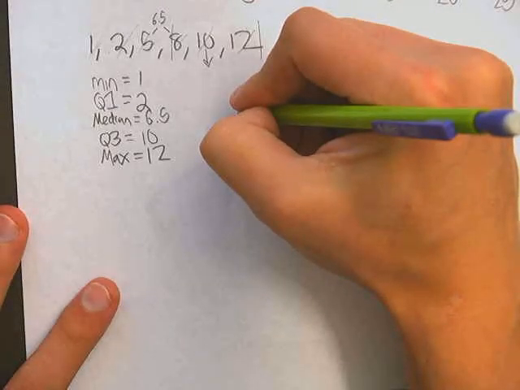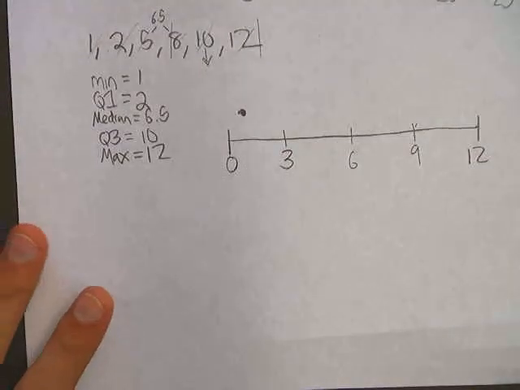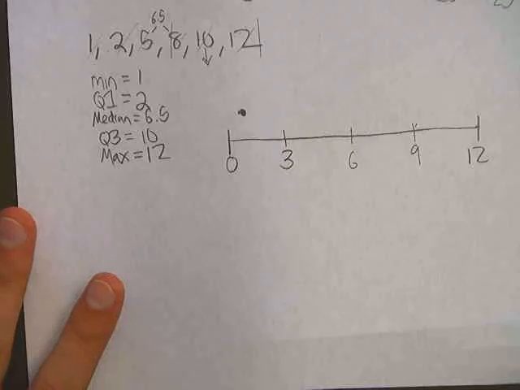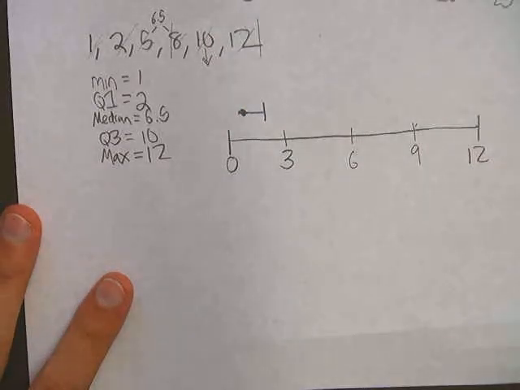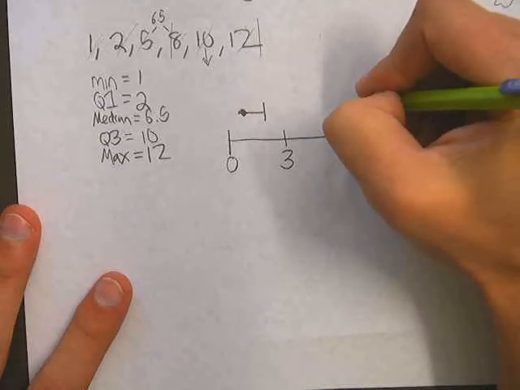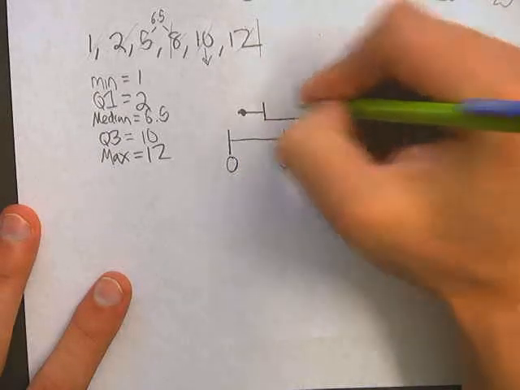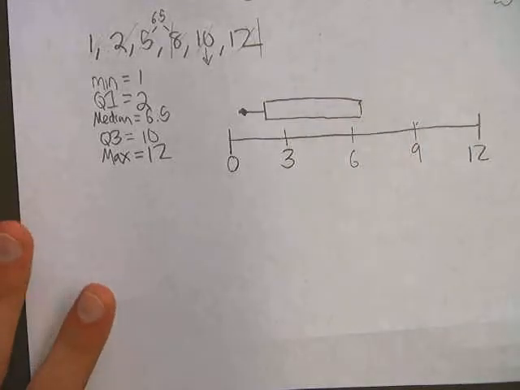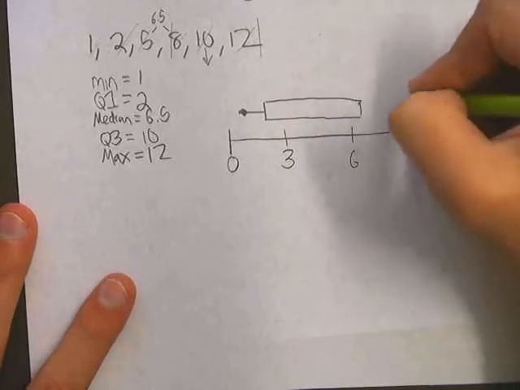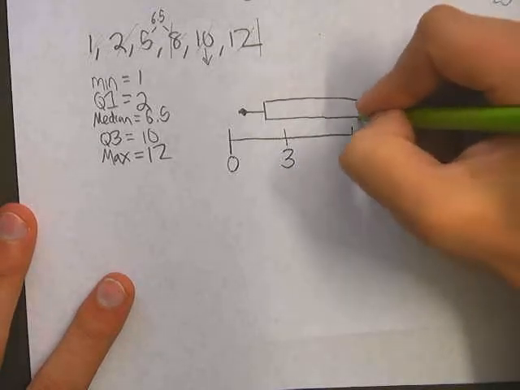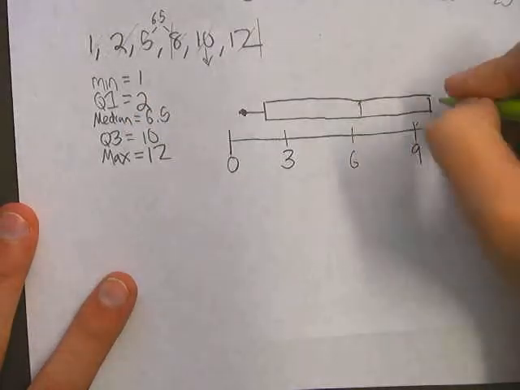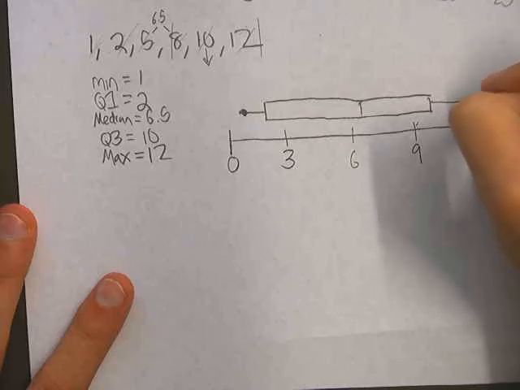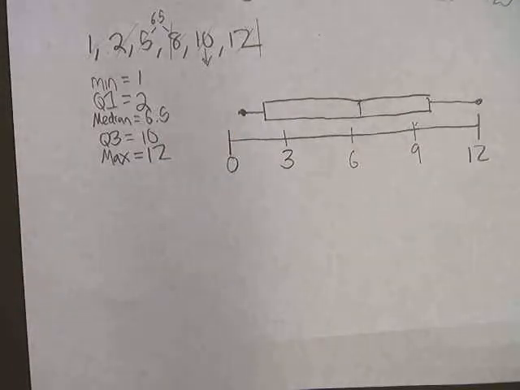I go to 1 and put a point, so 1 is there-ish. I go to my quartile 1, which is at 2, and start my box. I go all the way to my median at 6.5. I go past that to 10 for my quartile 3, and then I go to my max at 12 and put a dot. So the whiskers go out from the quartiles to the minimum and maximum. And that's it.